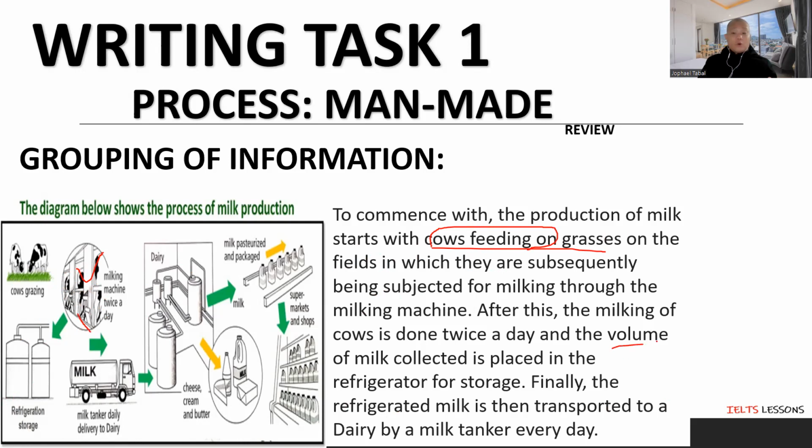So if you talk about water, air, gas, we quantify them by volume, not by number. So gas, air, water, we use volume. And the volume of milk collected is placed in the refrigerator or storage. Finally, the refrigerated milk is then transported to a dairy by a milk tanker every day. This is for body paragraph 1.